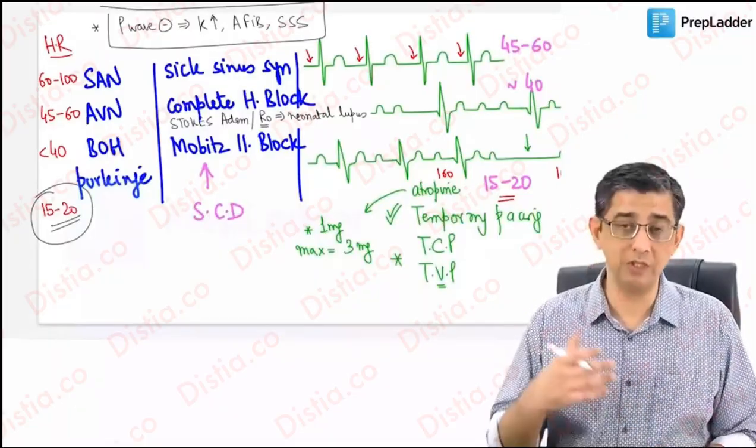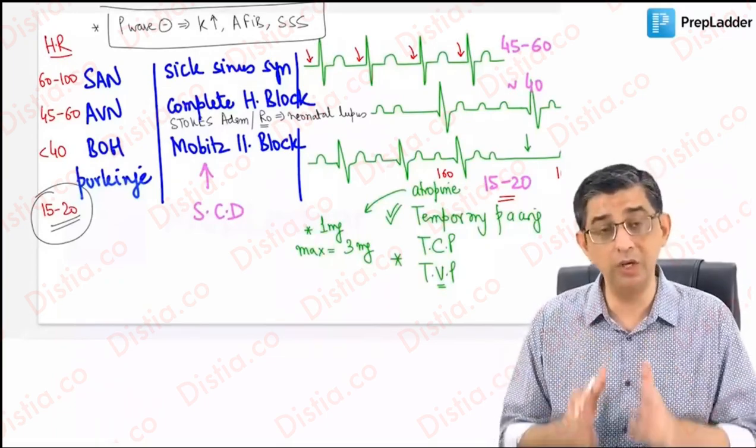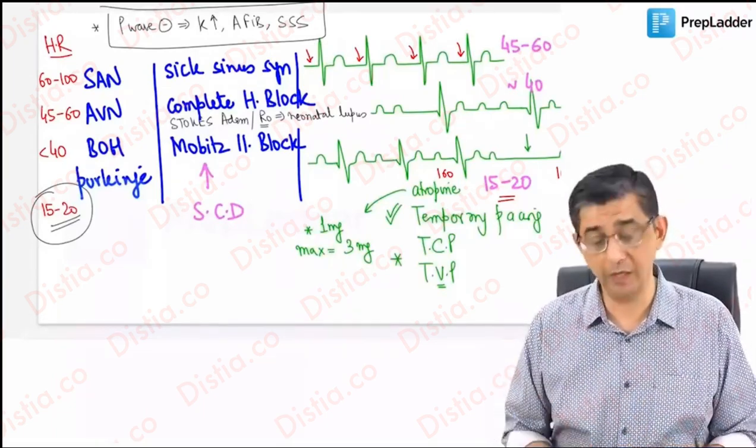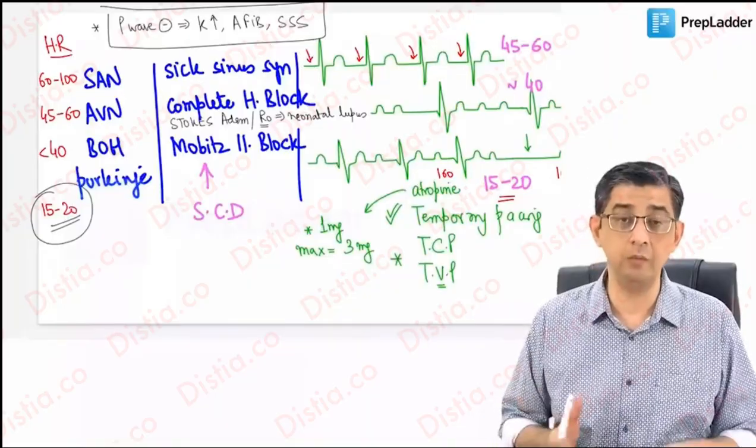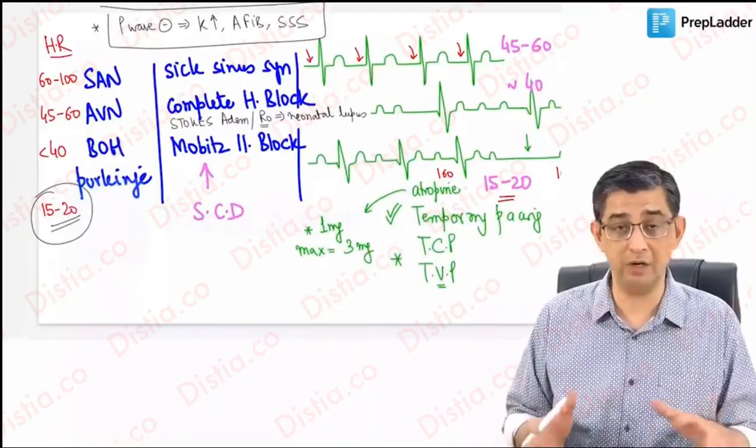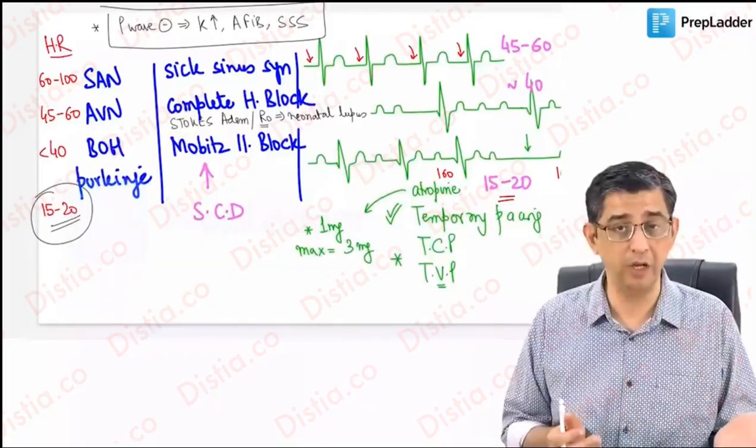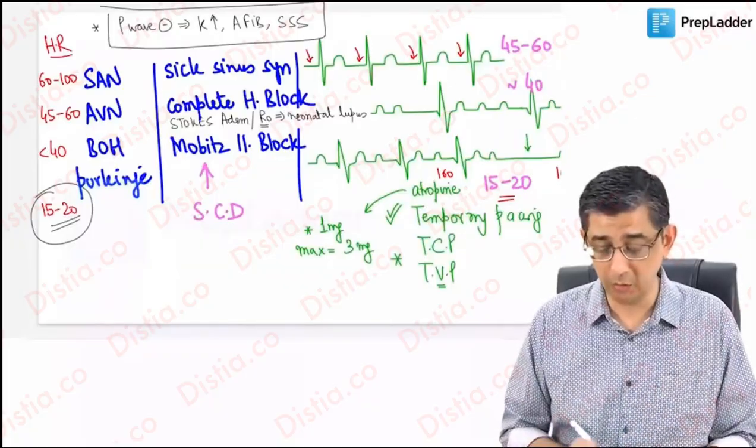But in Mobitz 2, because it's a medical emergency, heart rate is only 15 to 20 per minute, I need to deploy a temporary pacemaker. Initially, when I'm not aware what kind of heart block is present, heart rate is, let me say, 30-40 on the monitor, I will straight away be giving atropine to the person.